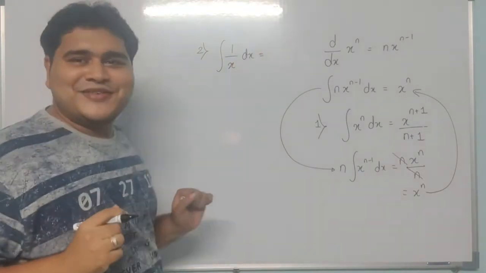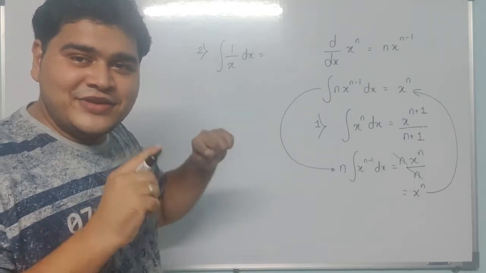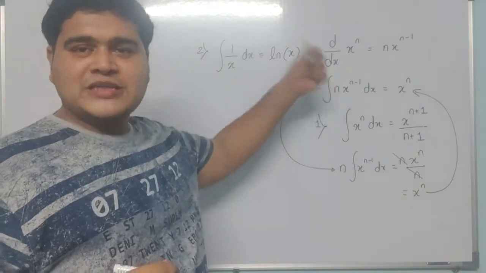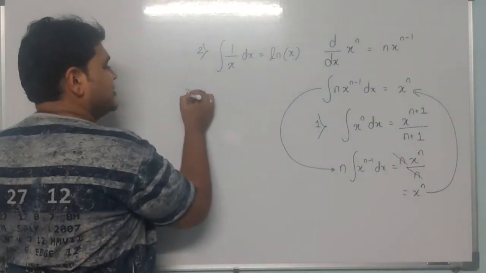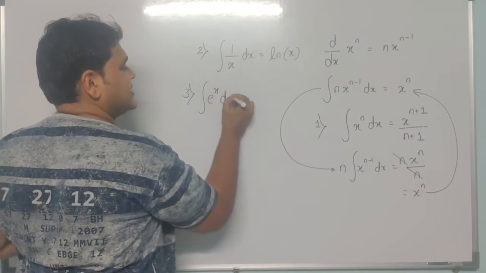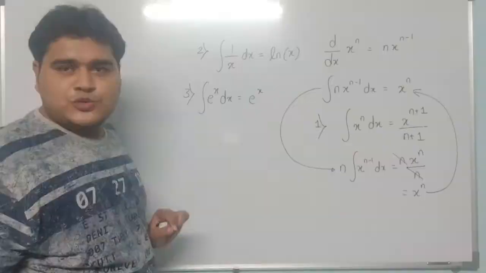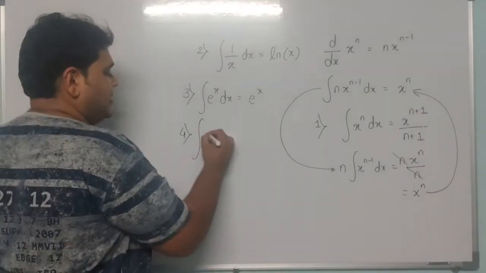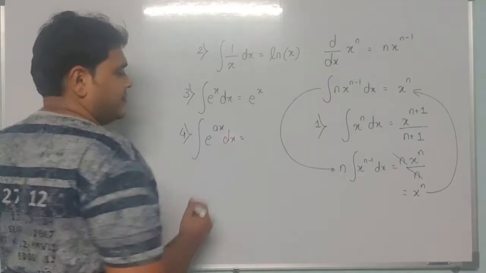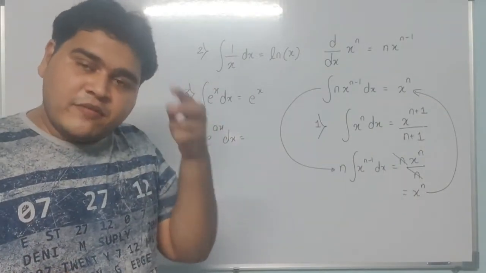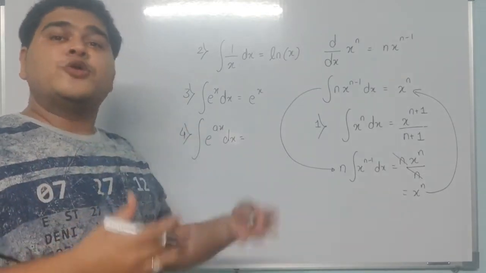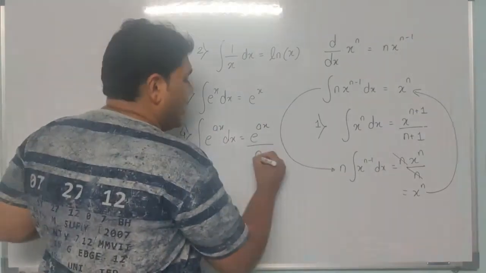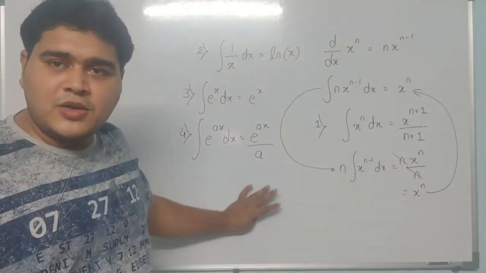I'm sure you can make it up now. Yes, we have done this in derivative the reverse way. That is natural log of x, because the derivative of log of x was 1 by x. Yes, the third one, integration of e raised to x dx is going to be the same, e raised to x, because the derivative also remains the same. Yes, the fourth one, integration of e raised to ax, if we have. Yes, over there in derivative we multiplied with the constant. Here we are going to divide with that constant. So that means we are going to have e raised to ax upon a. So that's the difference. Okay?